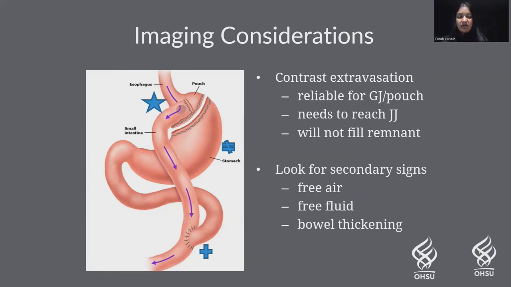However, the contrast will not fill the gastric remnant. And so when you have a study with no extravasation of contrast, but you have some secondary signs like free air, free fluid, or bowel thickening, don't forget about the remnant.